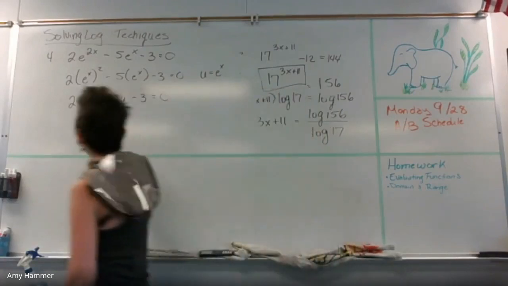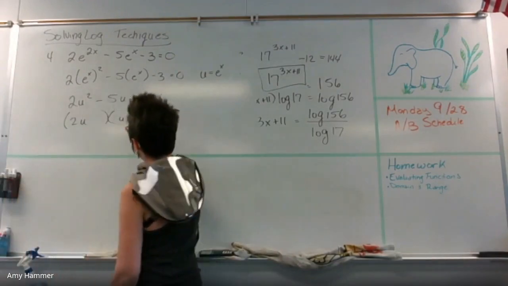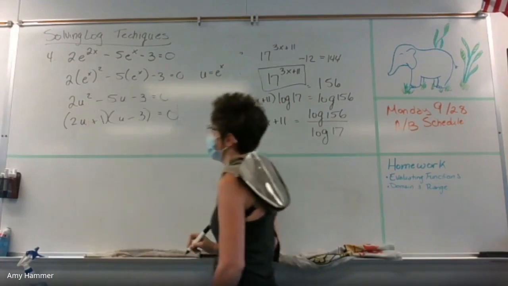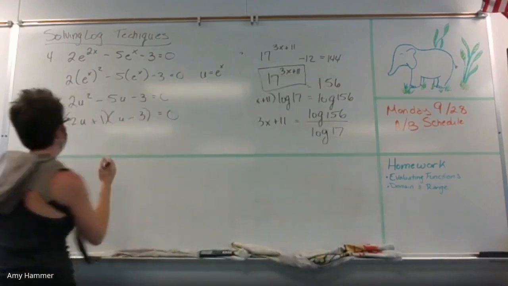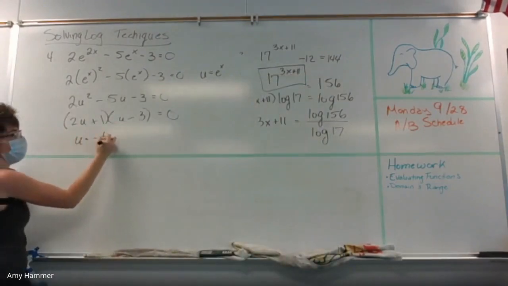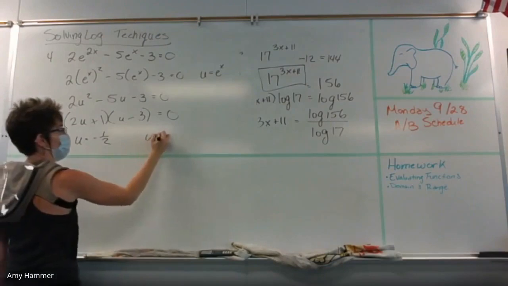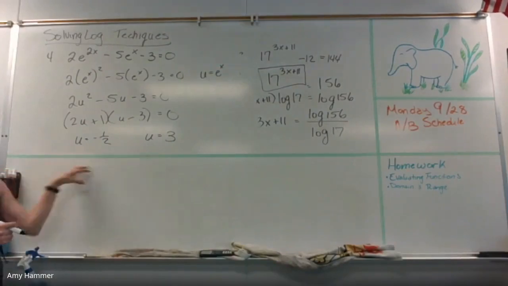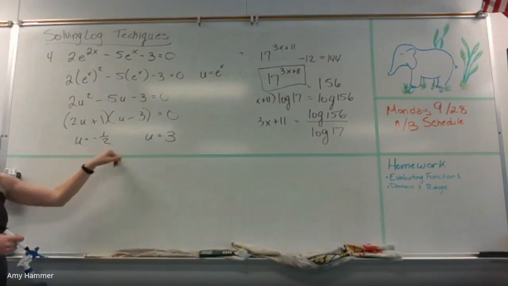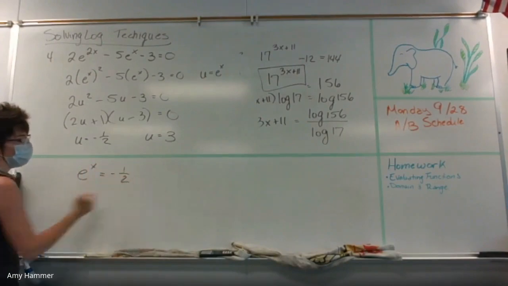Factor it. You've got 2u minus 3 plus 1. So I've got u is equal to negative 1/2. Eric, would you close that? Thank you. And don't forget to back substitute at the end. So I found my solutions that u are equal to this in here. But now I need to back substitute because u is actually e to the x, something like that.